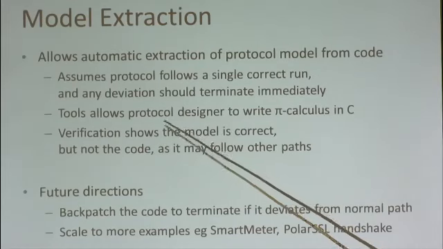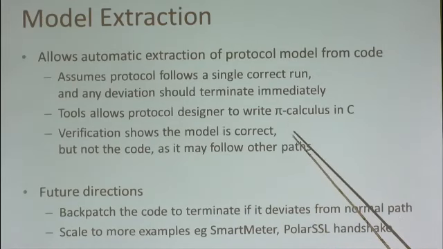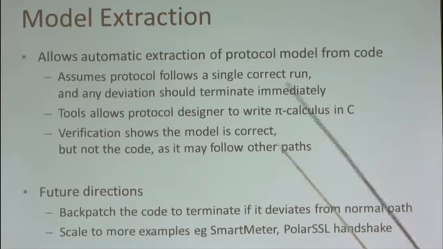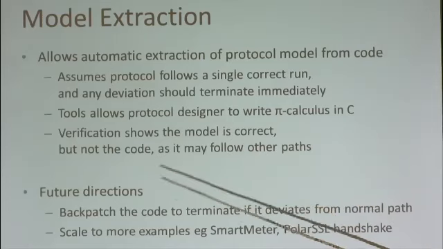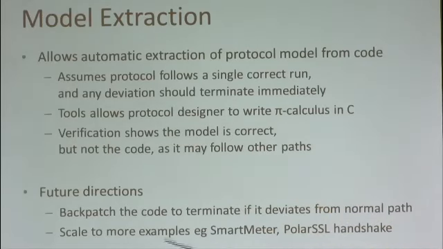So in a twisted sort of way, this might appeal to people from the point of view of process calculus, that these are tools that let you write pi calculus code in C, which appeals to me a little bit. So verification shows our model is correct, but because the code may follow other paths, it doesn't directly verify the code in all ways. And we've got some future directions I mentioned here.